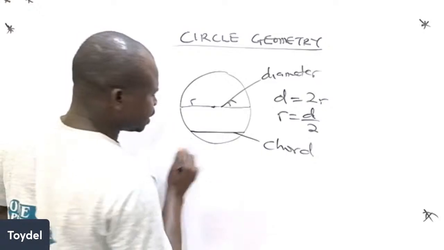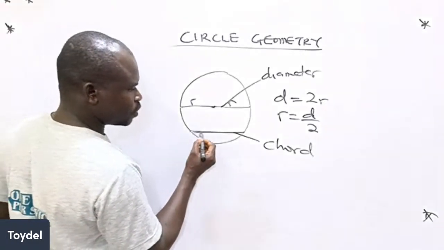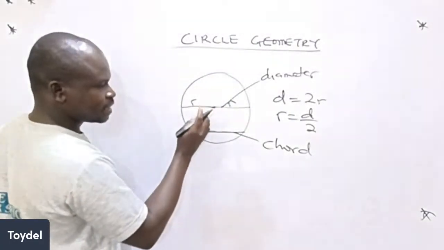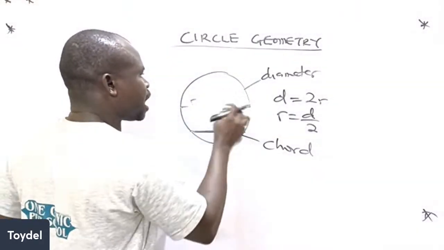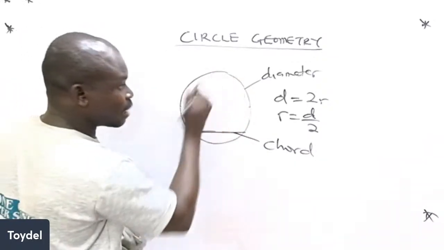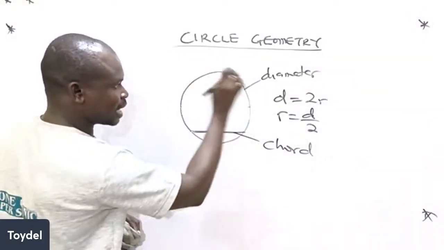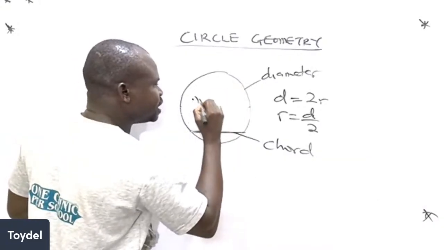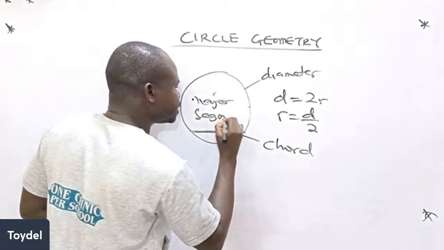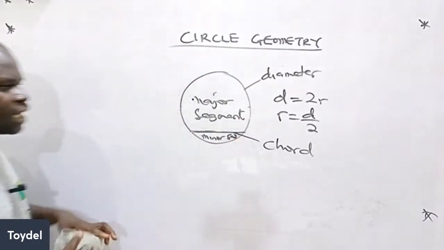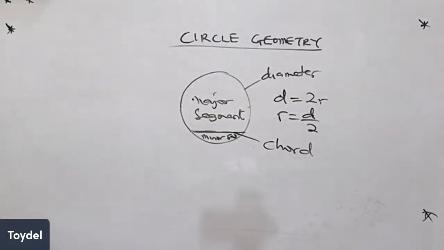So then not only that, this chord divides the circle into two segments. I want us to get something right here. This chord performs 2 functions. It divides the circle, that is this circular line plus what it encloses, into 2 segments. The upper one, the bigger one, is called the major segment. Then this one is called the minor segment. That's one function of a chord.